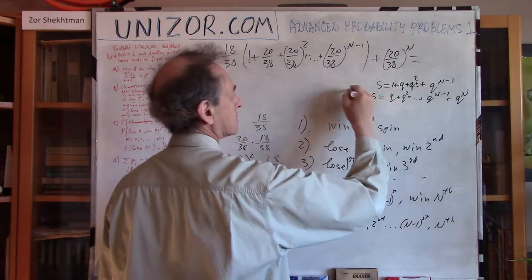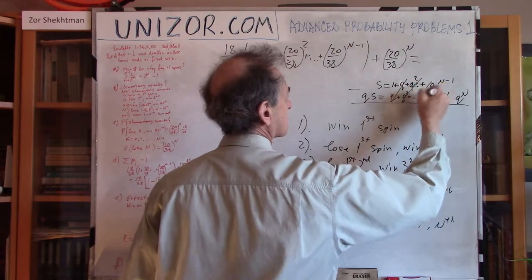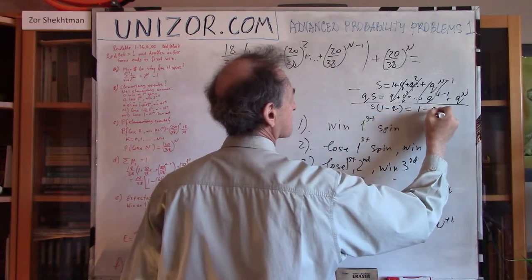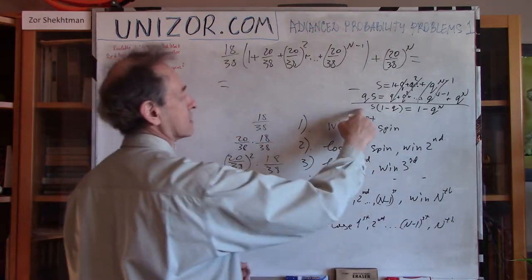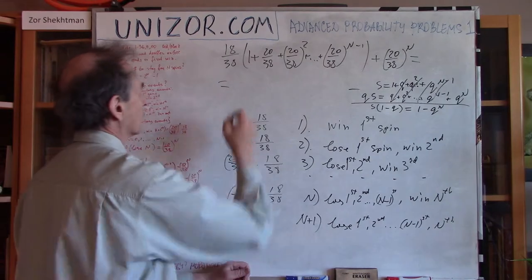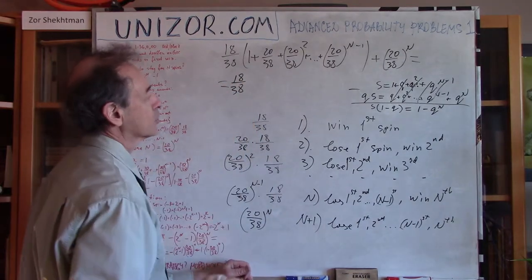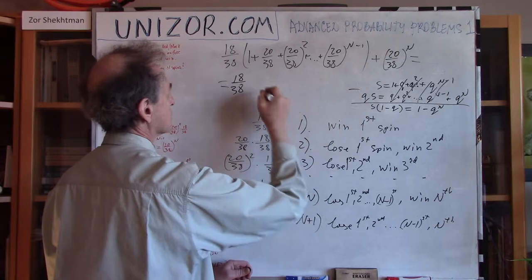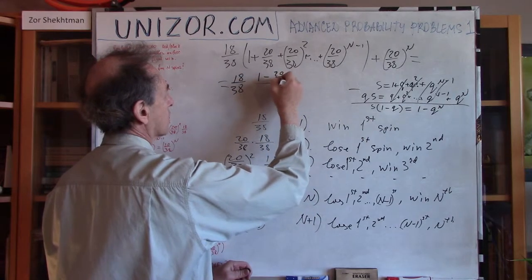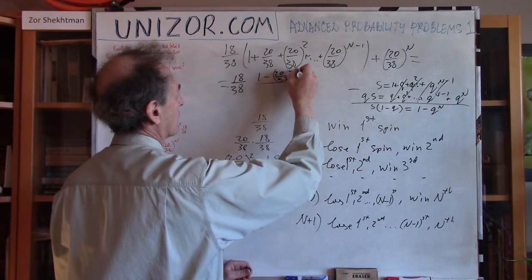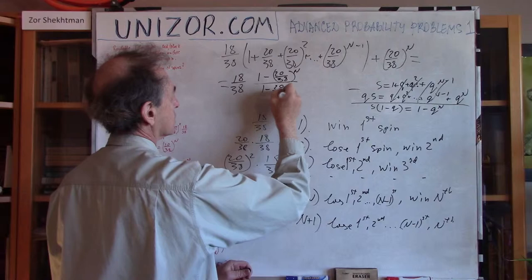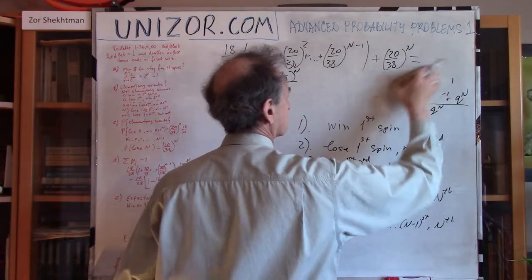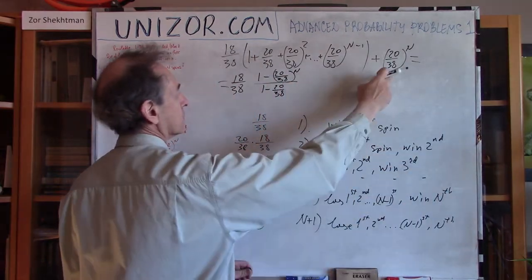I'm multiplying each member by q, subtract. Now, these guys are all canceling out, and I have S times (1 minus q) equals 1 minus q to the power of n, right? So S is equal to (1 minus q to the power of n) divided by (1 minus q). So let's do it here. Now q is 20/38, right? So I have to replace this with this S, which is 1 minus 20/38 to the power of n divided by 1 minus 20/38. All right? And this one.